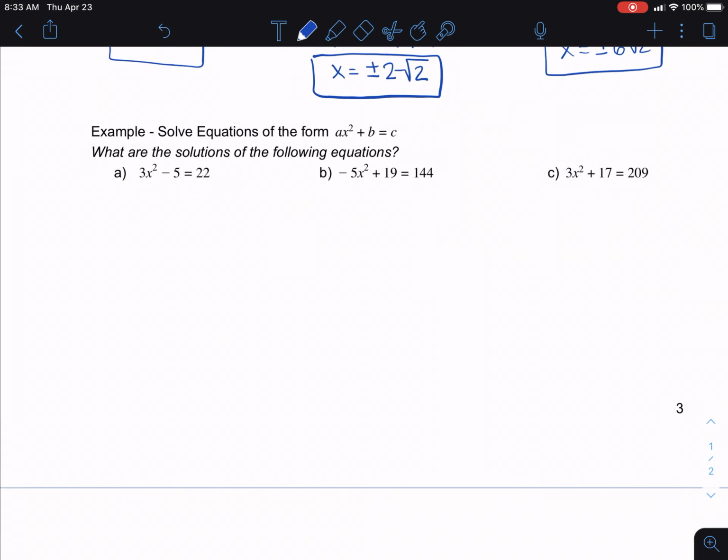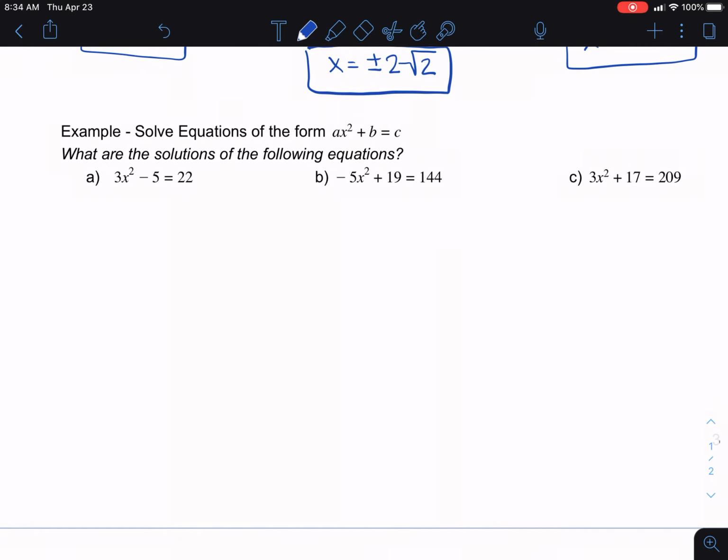And the last section. Again, we're getting rid of everything that's with the x squared to isolate it, just like you would if you were solving an equation for x. So we have 3x squared minus 5 equals 22. We're going to start off by adding 5 to both sides. So we have 3x squared equals 27. We need to divide both sides by 3. So x squared equals 9. If we take the square root, we get x equals plus or minus the square root of 9, which is 3.